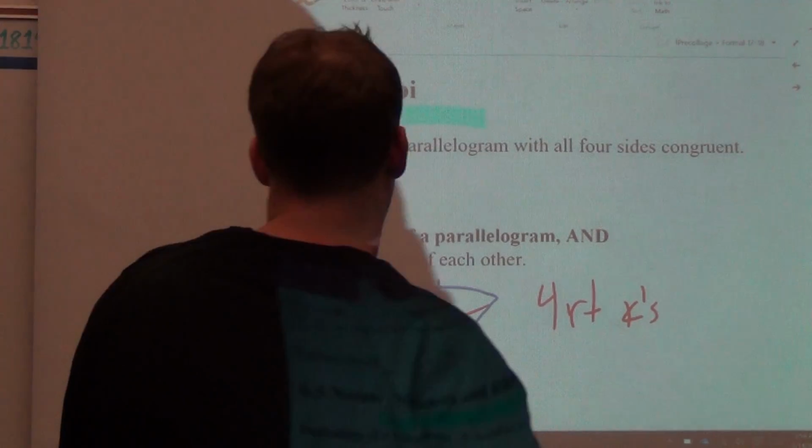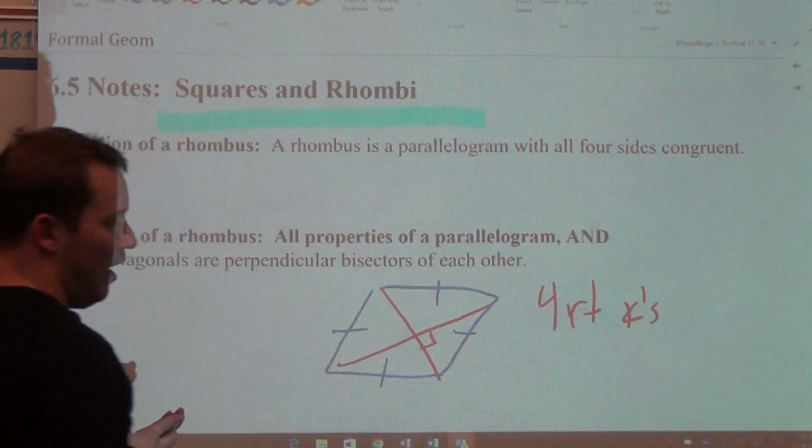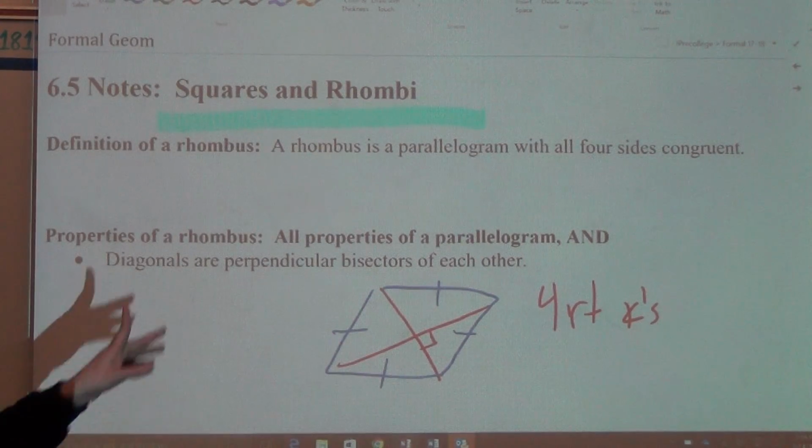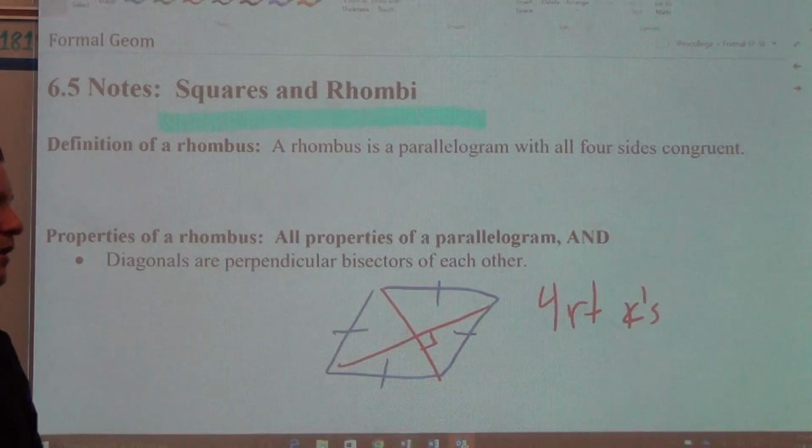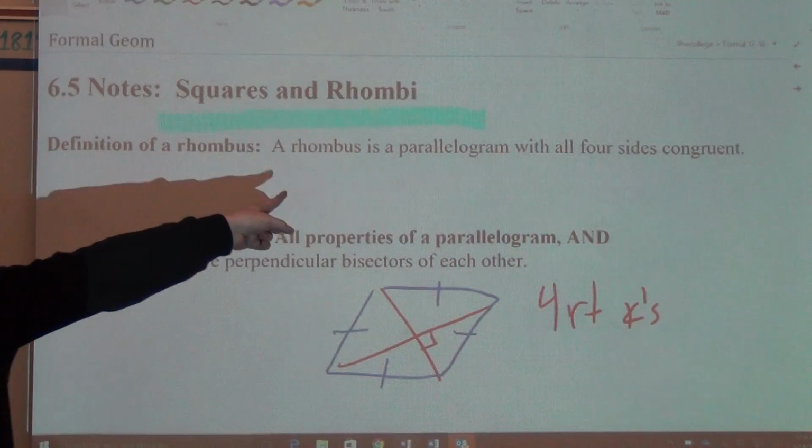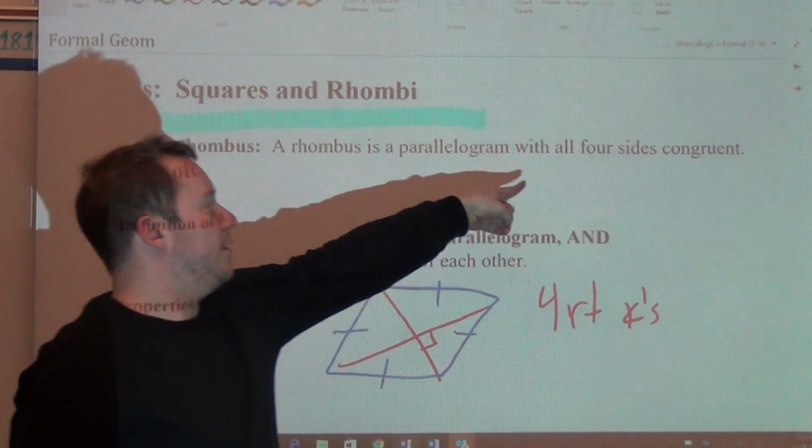Alright, we're here to learn what a square is and what a rhombus is. The plural of rhombus is rhombi. It's the only one that's a little bit unique. The definition of the rhombus is a parallelogram with four sides congruent.